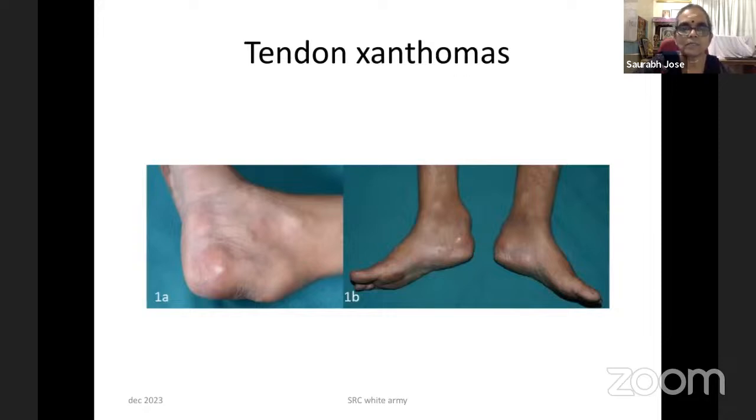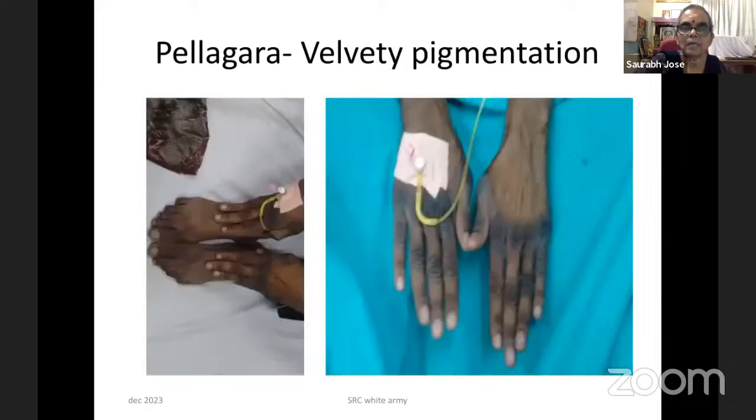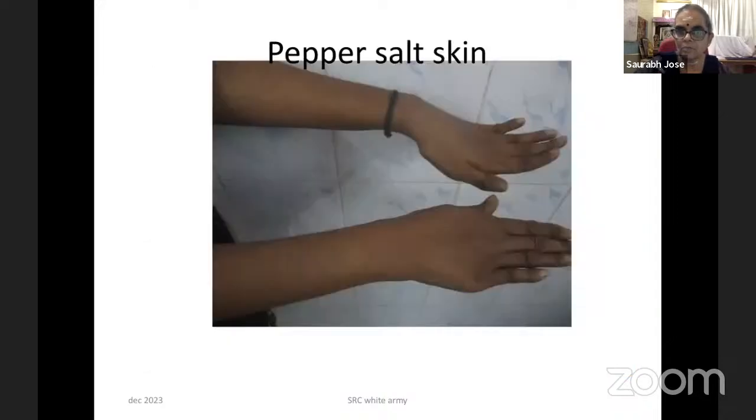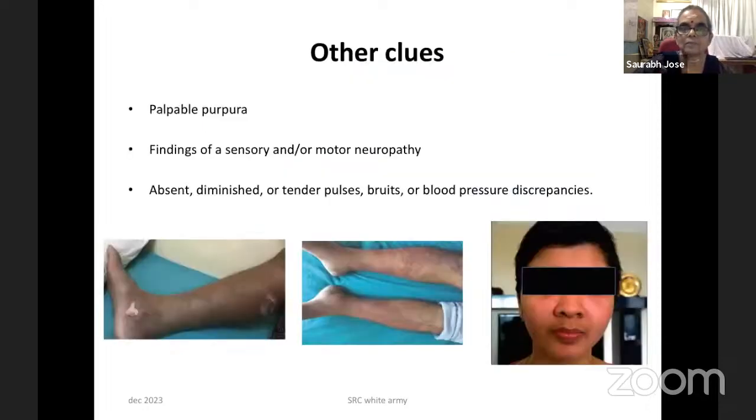These are all my own patients only. Tendon xanthoma, cerebrotendinous xanthomatosis. This is pellagra, in alcoholic patients. They can get it around the neck, velvety skin. That is very typical velvety skin, pellagra. Diarrhea, dementia, dermatitis: around the neck and in the limbs, sun exposed areas have the velvety appearance. All my patients only. Pepper and salt skin: dermatomyositis, or these connective tissue disorders.